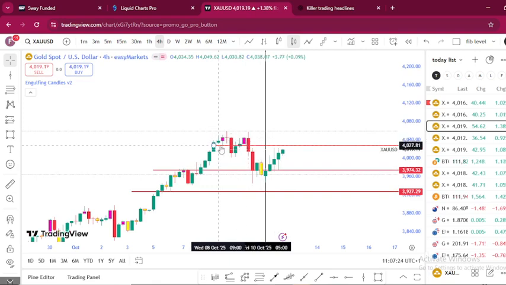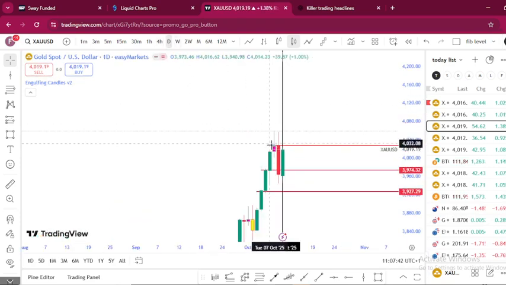So this was the daily level. Price had already closed above it. But then what happened? Price came back and closed below it on 4 hours. Price came back, closed below it on 4 hours. Let me go back there. Okay, this is the level.